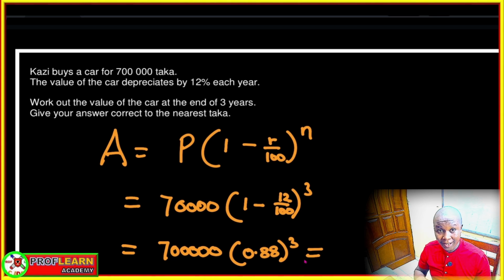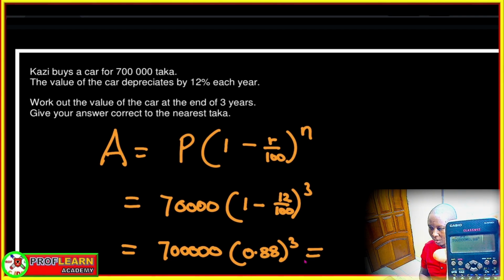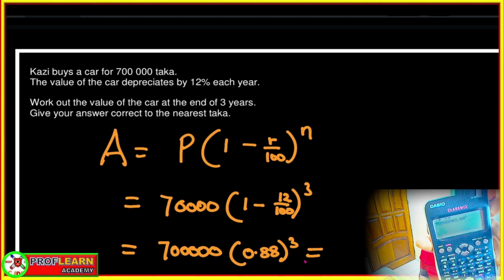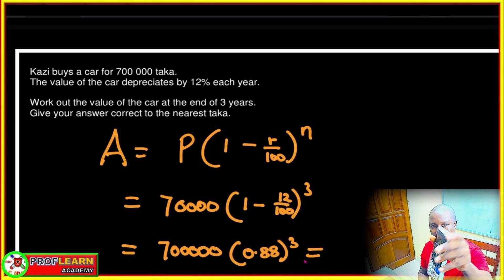We see what it gives us. So just also put in the calculator. This is going to be 700,000 times 0.88 raised to power 3. This is what I've placed inside the calculator. Can you see that? Then equal sign.